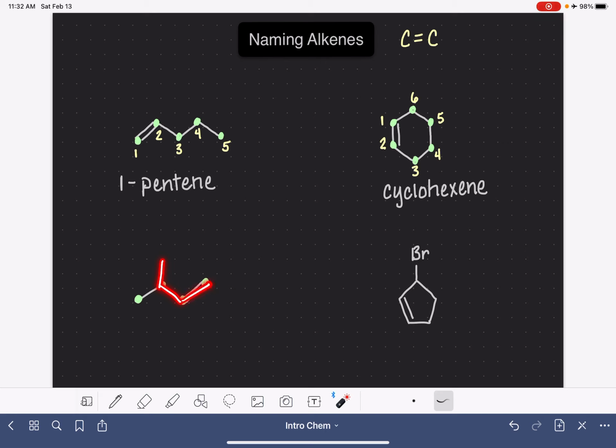It would have given me the same result. And now I need to start numbering this carbon chain. And this is where things get a little bit tricky. In the past, you've learned that you should start numbering at the end that is closest to the branch, which would be numbering from left to right.